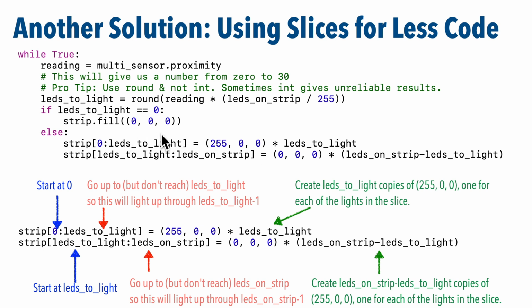Now the same thing down here, if LEDs to light is 5, then this slice here starts at 5 and it goes up to but never reaches LEDs on strip. Let's imagine that's 30. So it's going to stop at LEDs on strip minus 1, 29, which is great because we wanted to subtract 1 from this anyway because we're 0 indexed, and the 30th light is really at index number 29. And then we use the same multiplication technique on the right side of the equal sign to take the tuple that turns off the lights, that's in parentheses 0, 0, 0, multiplying it by this value and applying it to everything on the left side of the equal.